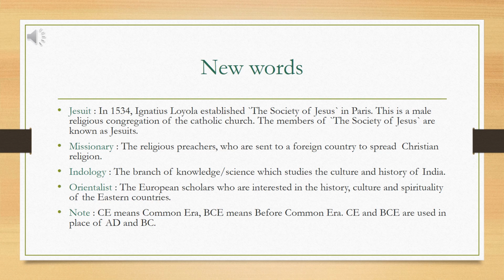Number 1. Jesuit. In 1534, Ignatius Loyola established the Society of Jesus in Paris. This is a male religious congregation of the Catholic Church. The members of the Society of Jesus are known as Jesuits.